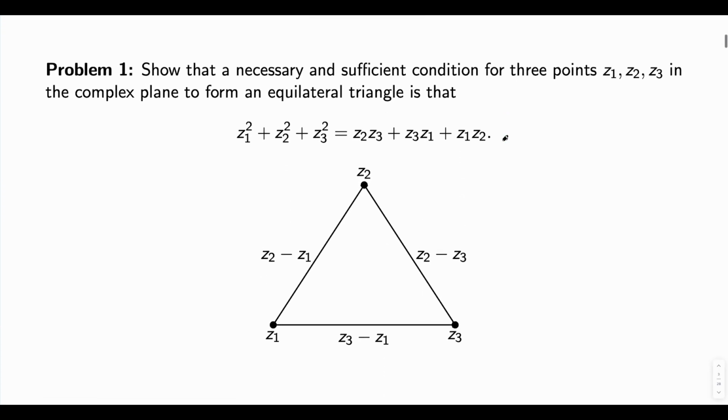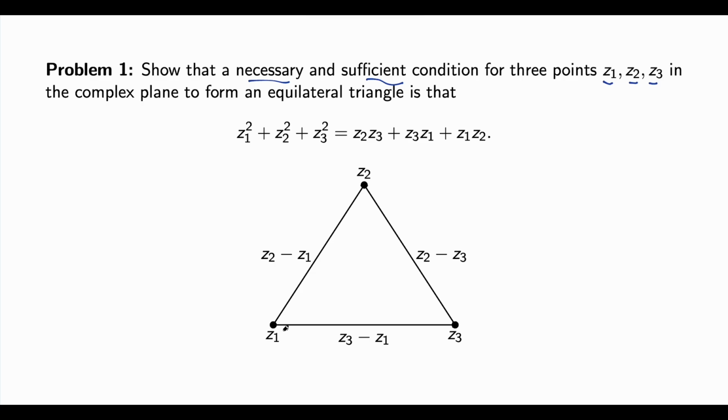So problem number 1: show that a necessary and sufficient condition for 3 points z1, z2, z3 in the complex plane to form an equilateral triangle is that z1 square plus z2 square plus z3 square is equal to z2 into z3 plus z3 into z1 plus z1 into z2.